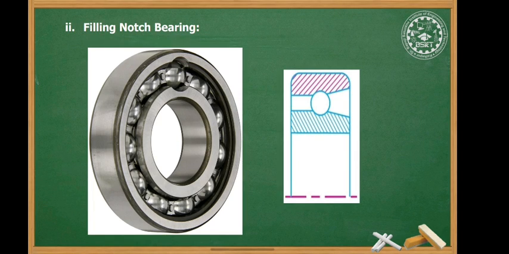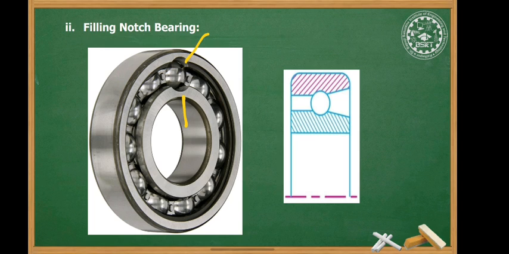Second is filling notch bearing. These bearings have notches in the inner and outer races. So here you can see the notch provided on the inner and outer races, due to which more balls can be inserted than in a deep groove ball bearing. Due to increased number of balls, it has high load carrying capacity.